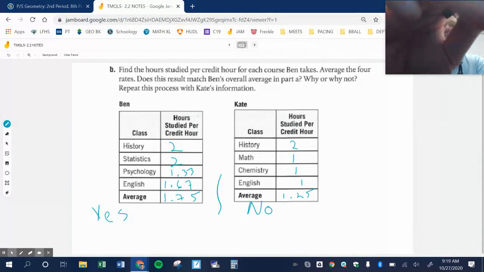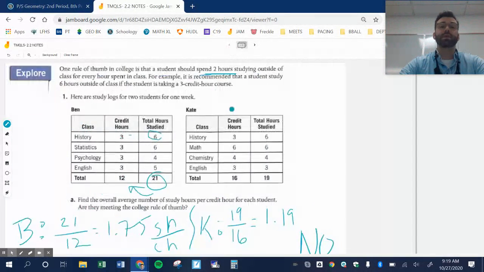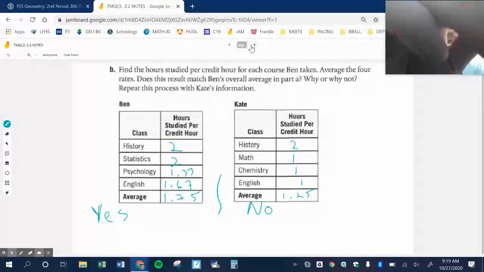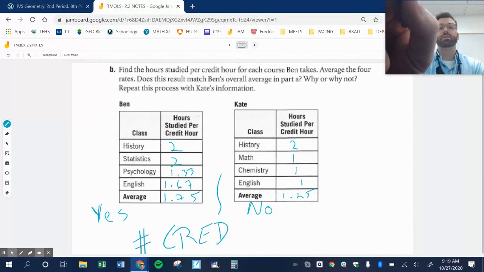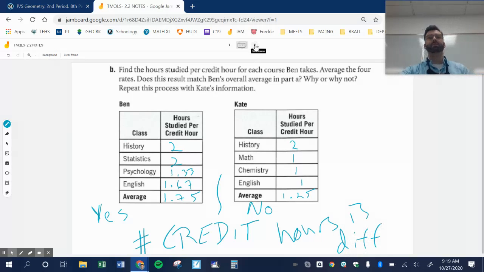So why might this be? Well, first of all, I would look at their credit hours. If you look at Ben's credit hours, all of his classes are 3. Kate's are varying. Okay, it's varying, and that's very important. The number of credit hours affects their average. I'm sorry about my handwriting here. I would say the best way to explain that would be the number of credit hours is different.